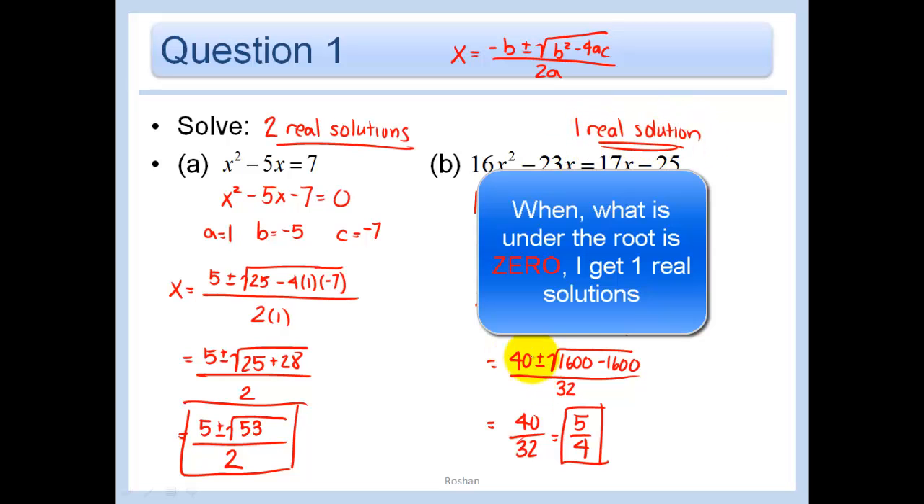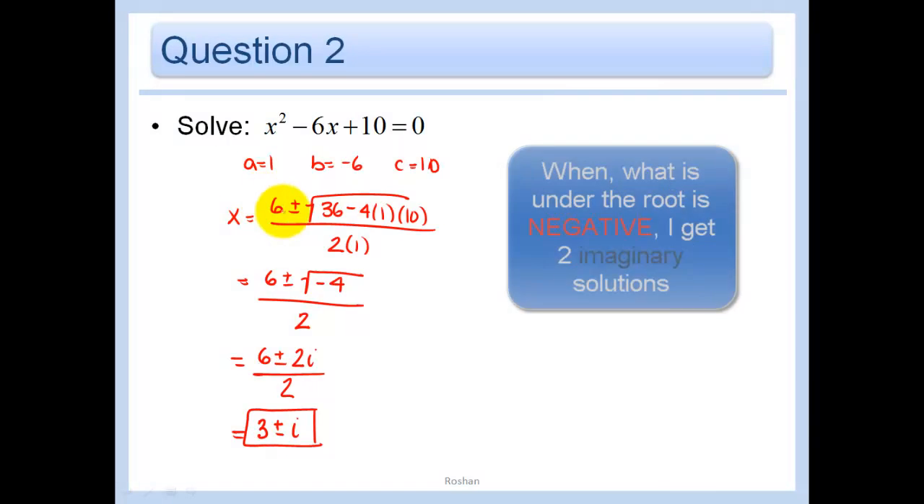And that's because in this case I had 40 plus or minus 0, which is just 40. So I only got one solution here. And the last case was this one, where I had something negative under the radical sign, in which case I got two imaginary solutions.